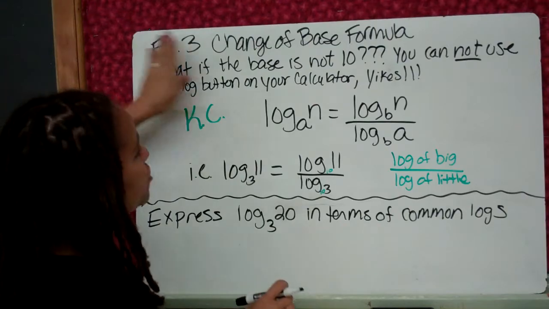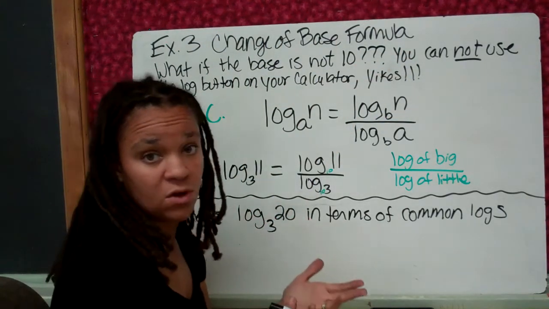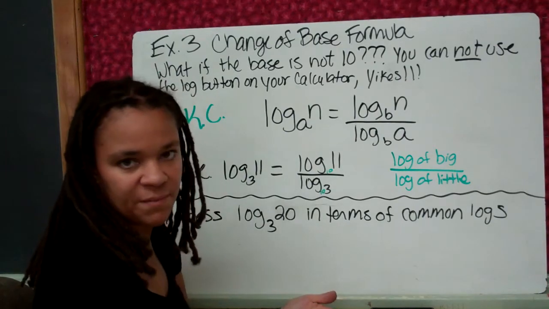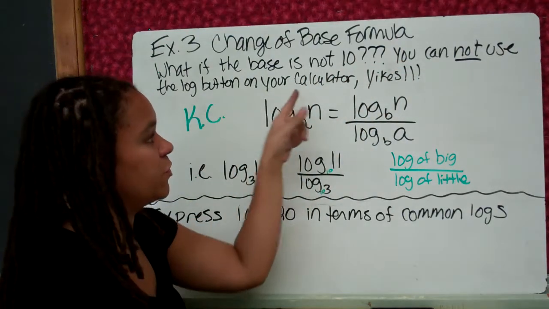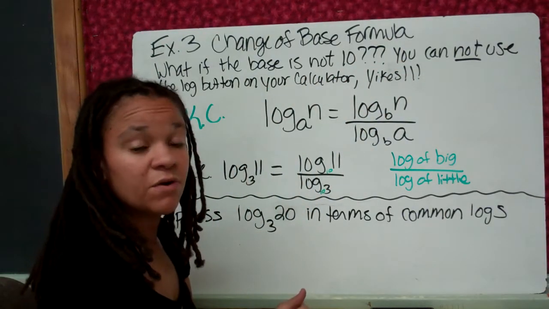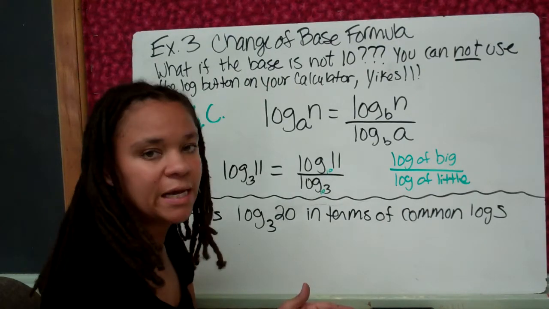Example 3, the change of base formula. What if the base is not 10? I've talked to you about common logs having a base of 10. Well, what if you don't have a base of 10? And it's going to happen often. You cannot use the log button on your calculator. So if you don't have base 10, don't use it. It's not going to work. It's not that I don't want you to use it. It's not going to work.